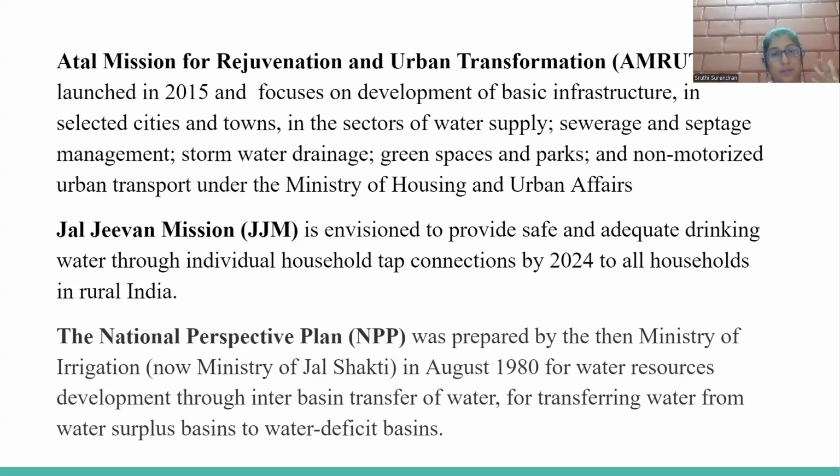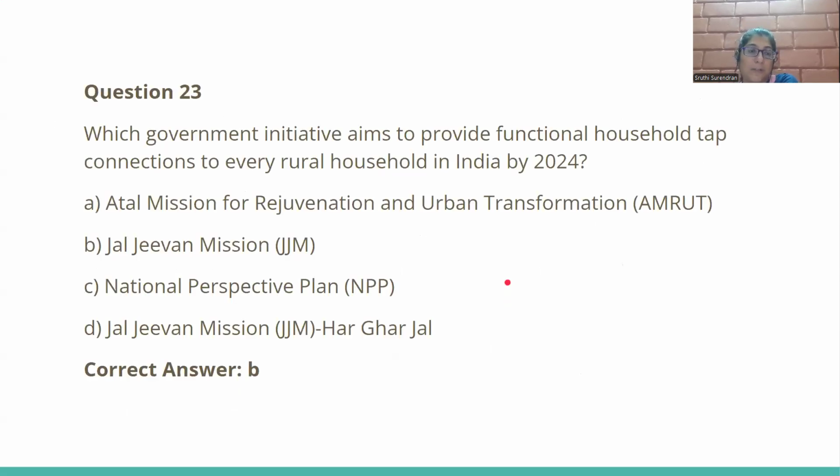Water which is available in plenty in certain river basins will be transferred to water deficit places, and this is not in recent years. It was a plan that was developed long ago, around in the 80s. Jal Jeevan Mission is what provides household tap connection to water. So the correct answer is B. I know this option is also very confusing. Har Ghar Jal. I think both B or D would qualify for a correct answer.